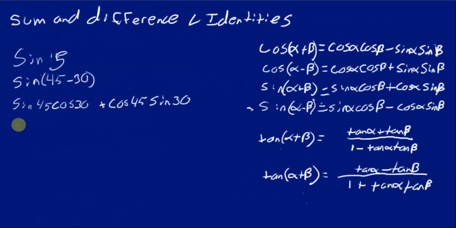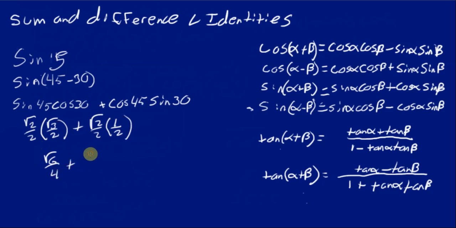Now we've got all special angles, so the sine of 45 is root 2 over 2. The cosine of 30 is going to be root 3 over 2. We're going to add to that the cosine of 45, which is also root 2 over 2, times the sine of 30. The sine of 30 is 1/2. So that's going to be the square root of 6 over 4, plus the square root of 2 over 4, which gives me the square root of 6 plus the square root of 2 all over 4. And that would be your final simplified answer.